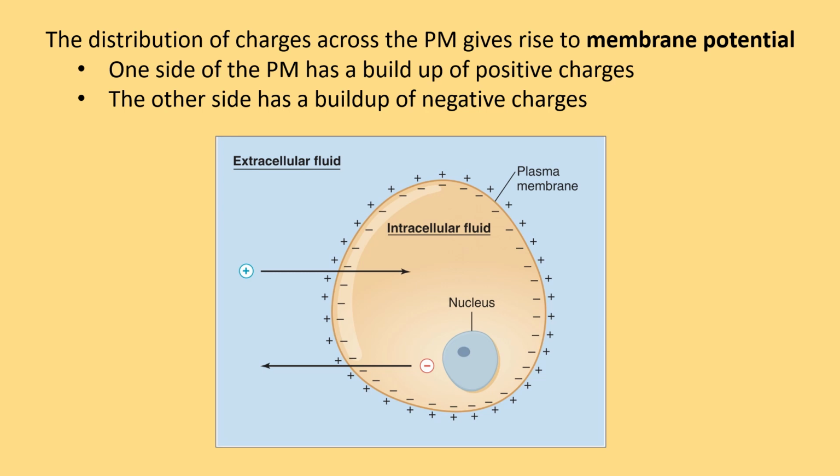And notice that for right now, I didn't specify inside the cell or outside the cell. It doesn't matter. The way we see it in this image, on the inside of the plasma membrane there are more negative charges, and on the outside of the plasma membrane there are more positive charges, but the situation could be reversed. So just keep that in mind. And we say a membrane potential exists whenever there's a buildup of opposite charges across the plasma membrane.